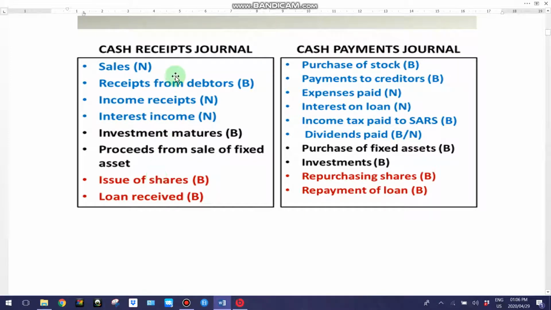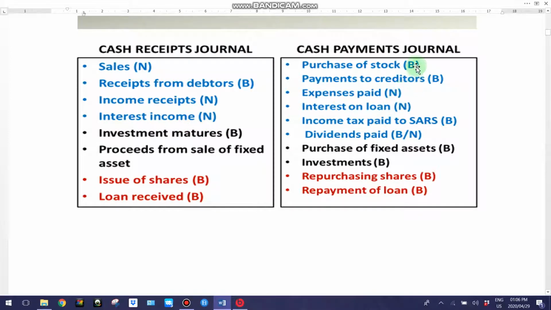So looking at this list here, I've got my operating activities, which I show in blue, my investing activities and my financing activities. So from the receipt section, become familiar with those different concepts or different examples that would fall under each of the sections on your cash flow statements.